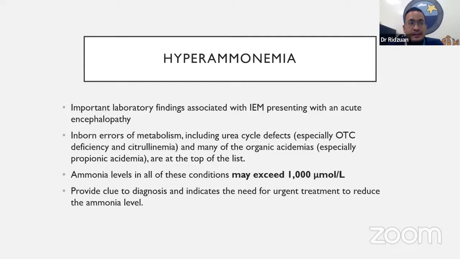It can also be seen in the severe form of several long-chain fatty acid oxidation disorders, such as CPT2 deficiency. So the ammonia level in all of these conditions may exceed 1000 micromole per liter. The finding of marked hyperammonemia will provide an important clue to diagnosis and indicates the need for urgent treatment to reduce the ammonia level, because of the degree of neurological impairment and developmental delay subsequently observed in infants and children with urea cycle disorders.